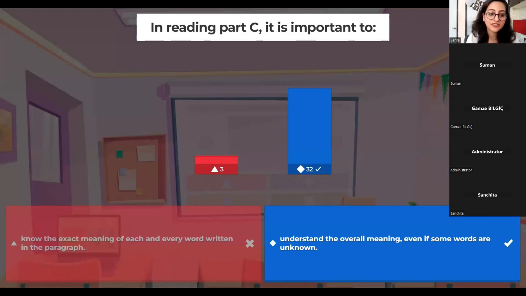Three of you said that we have to understand the exact meaning. Not really. This is something OET also says. We don't need to understand the meaning of each and every word. Some ambiguity. Ambiguity means even if some words are not clear, that's okay. As long as you understand the overall meaning, the overall argument, that's what matters. So don't think that you need to understand every word. So good job.